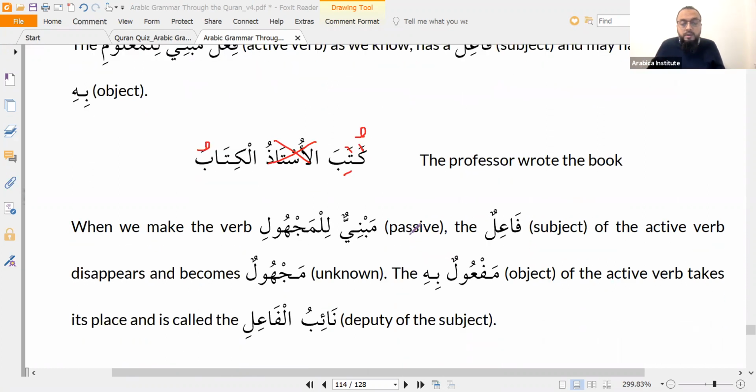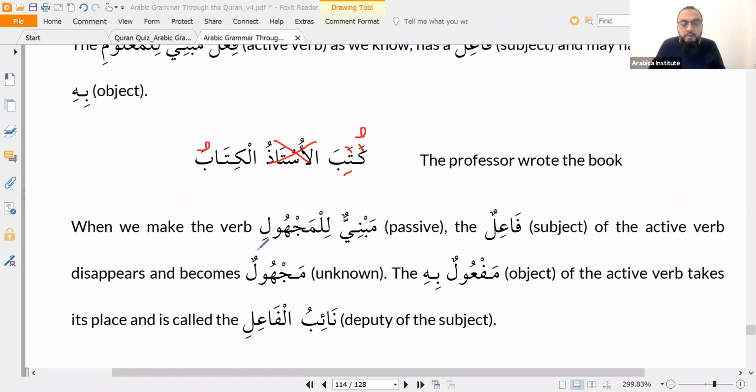Right, so we have kutiba al-kitabu. Can you see that what was the object of the active verb becomes the subject of the passive verb, and the original subject disappears? So in principle, you're not supposed to mention the subject. That's the reason why you're using the passive. You want to hide his identity. Instead of saying he wrote the book, you want to say the book was written by who? La adri, we don't know. So that's why they call this type of verb kutiba.